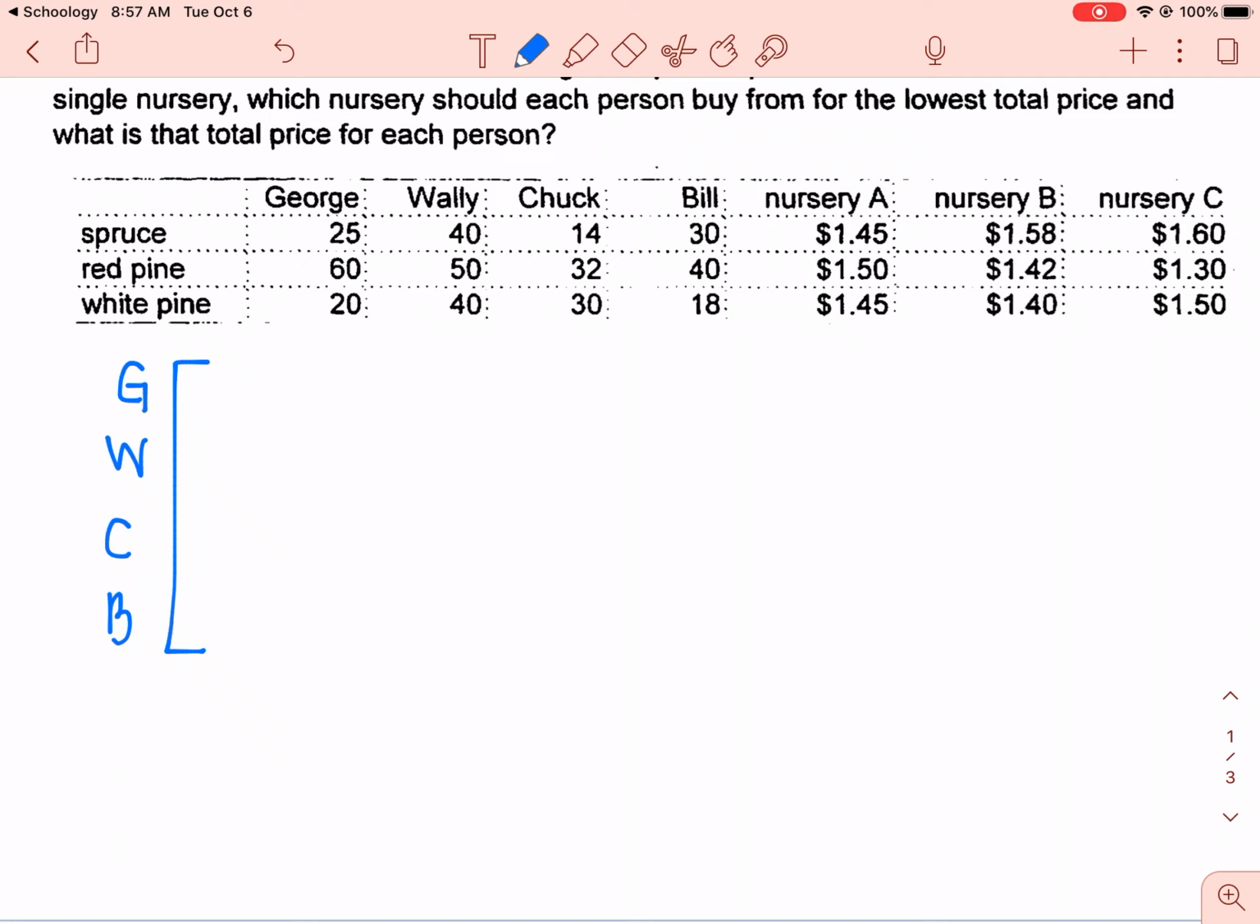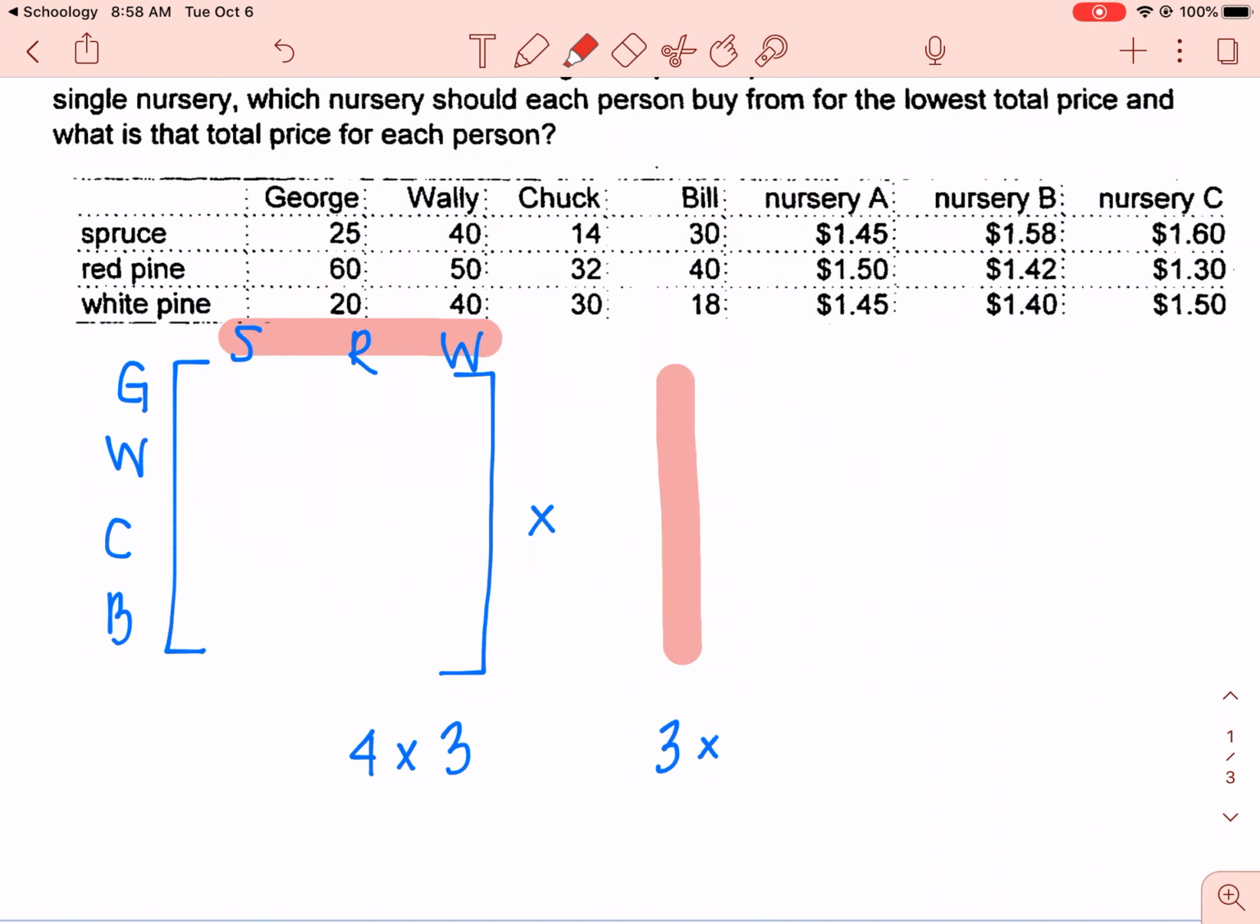So in common, what do they have? Well, the type of tree: spruce, red pine, white pine. So this is going to go on the top: spruce, red pine, white pine. This is a 4x3, which means whatever this needs to start with a 3. Looking above, remember these need to match here. So already I'm setting up my next matrix because these need to match, so their labels need to match.